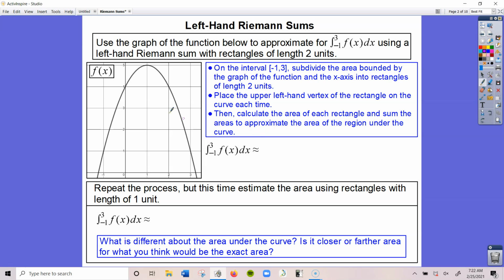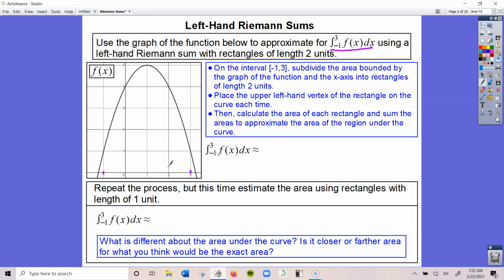Here we have the graph of the function f of x, and we want to use Riemann sums to estimate this integral from -1 to 3. So our first x value is on the bottom, and that's the start of the interval, and then the top number here is the end of the interval, just so you understand how this is read. So we want to estimate this using a Riemann sum with rectangles of length 2 units. So we're starting here at -1 and we're going to 3.